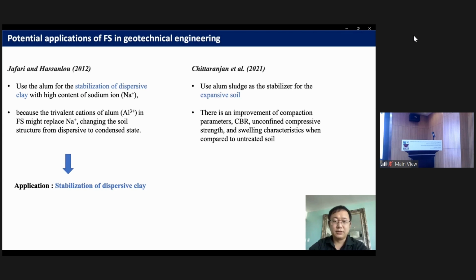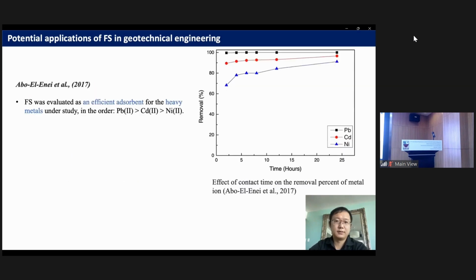Due to the high content of FS, some studies also used it for expansive soils because it can improve the compaction parameters, CBR, UCS, and swelling properties. So another potential application is using FS as a stabilizer for expansive soils.